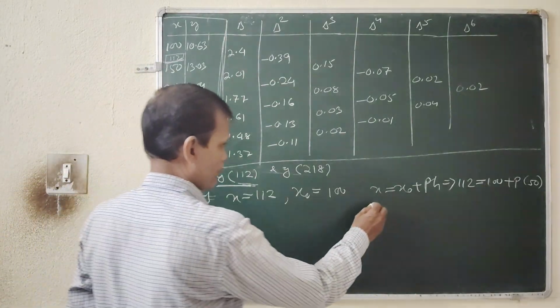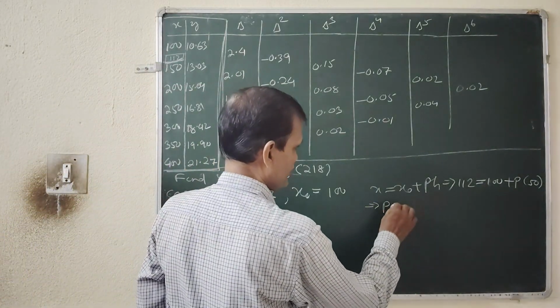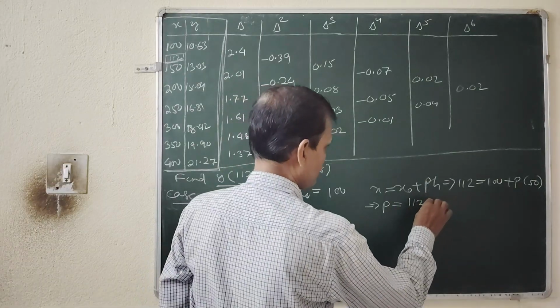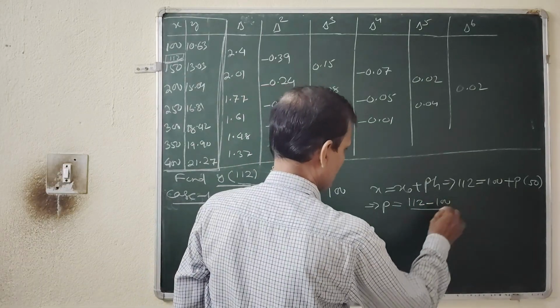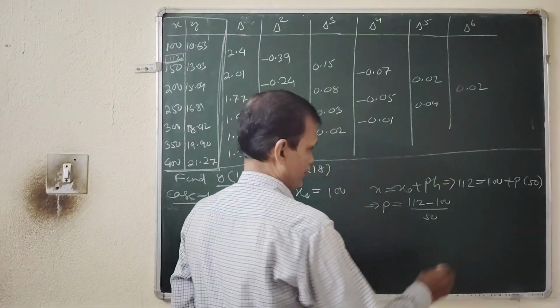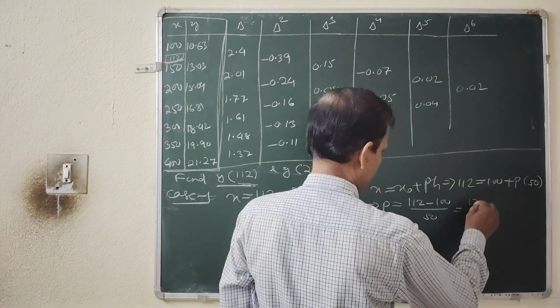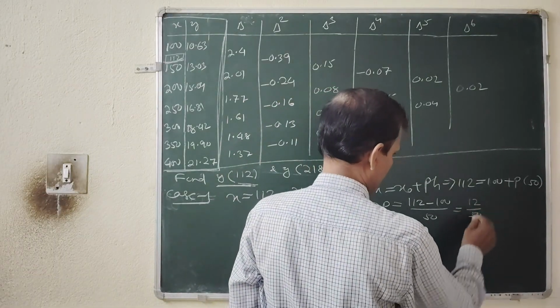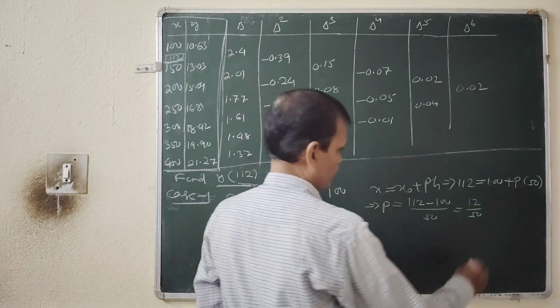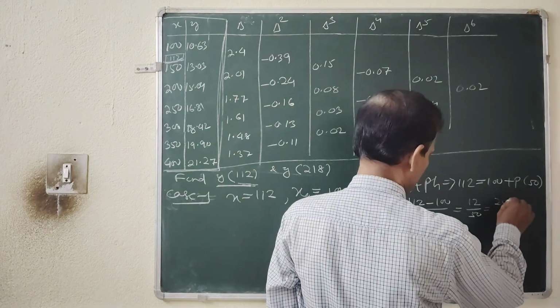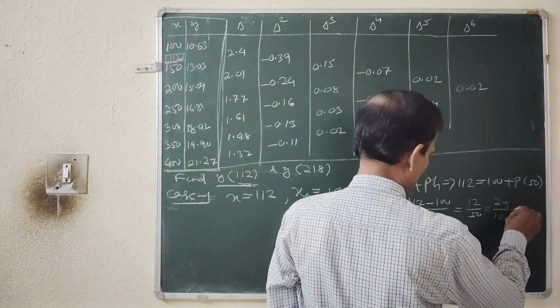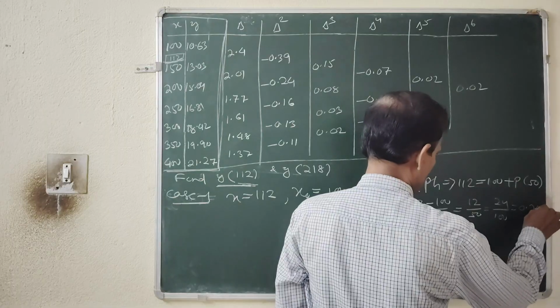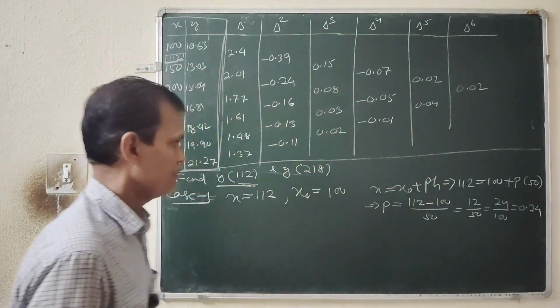So that implies p is equal to (112 minus 100) by 50. That is 12 by 50. We can say this is 24 by 100, or we can say 0.24. So we get p as this.